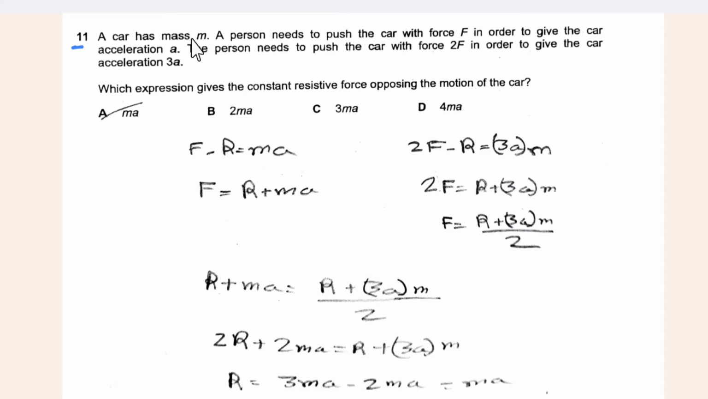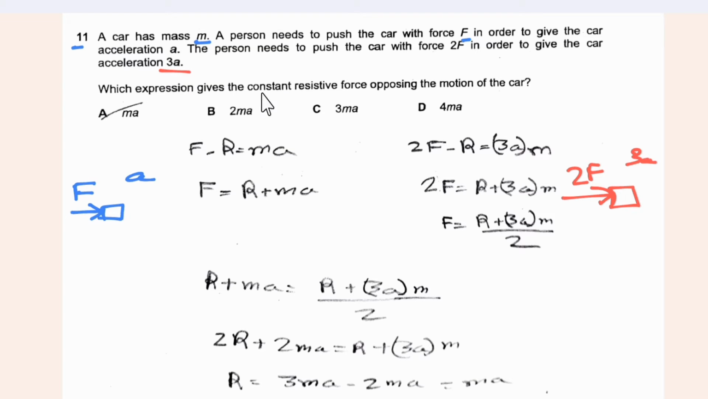Number 11. A car has a mass m. A person needs to push the car with force F in order to give the car an acceleration A. So initially this is the car. The person pushes the car with a force F to give an acceleration A. Then the person needs to push the car with a force 2F in order to give the car acceleration 3A.